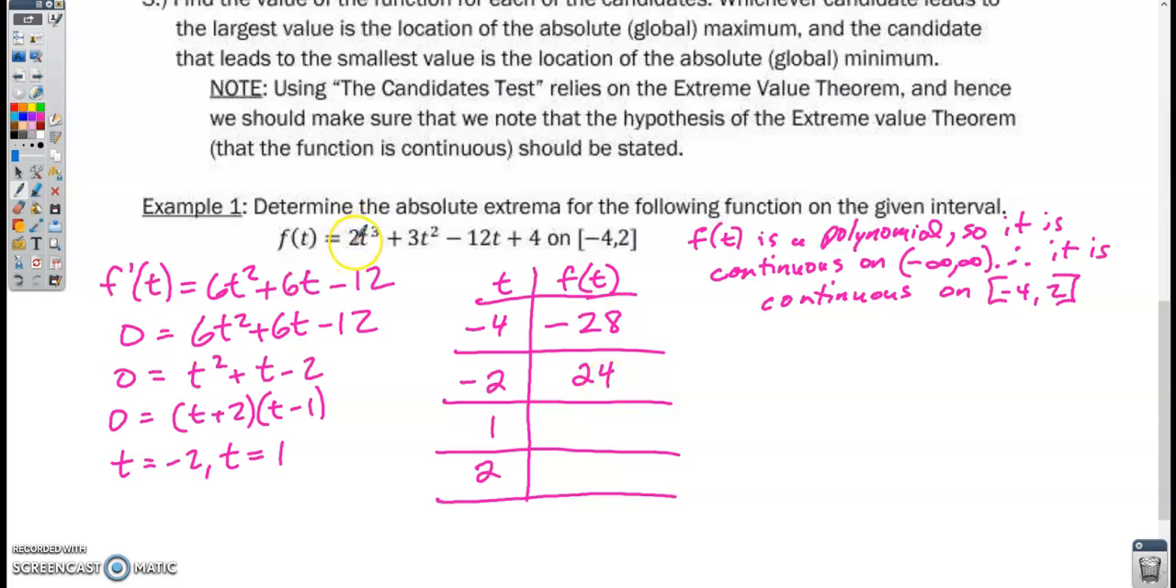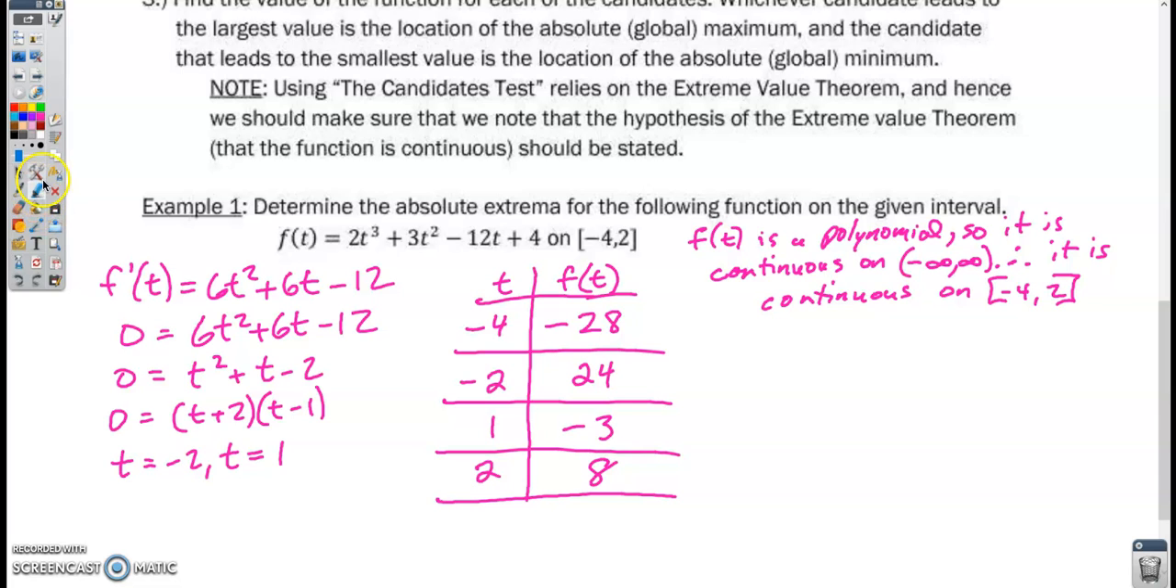Put 1 in here, that's 2 plus 3 minus 12 plus 4. That's 9 minus 12, which is -3. And I put 2 in here, that gives me 16 plus 12, that's 28, minus 24, that's 4, plus 4, that's 8. And so I look at these values in my table.